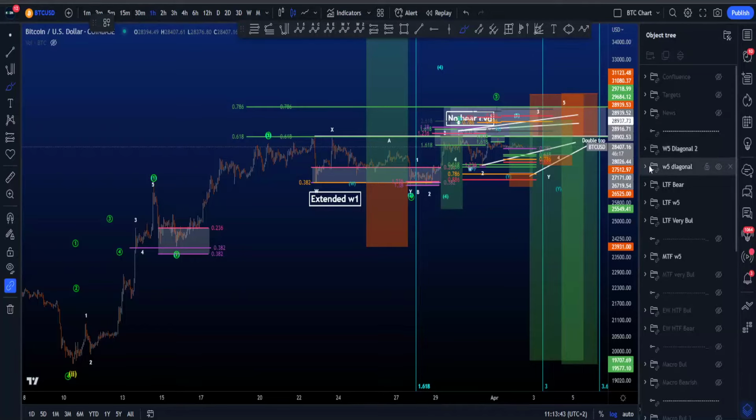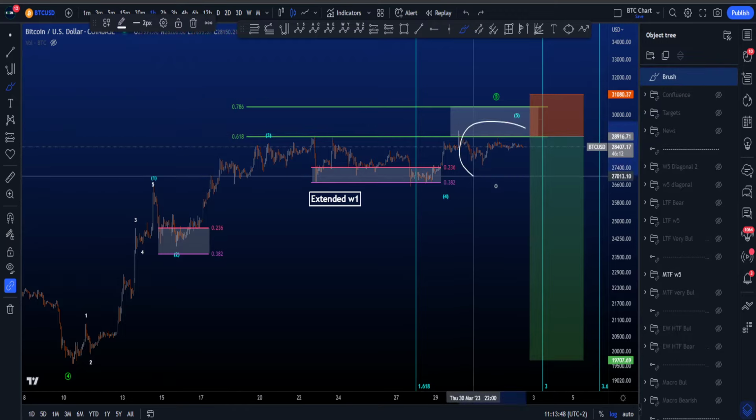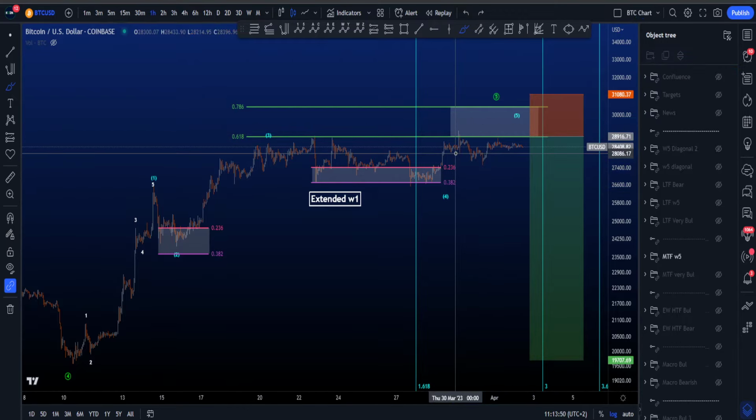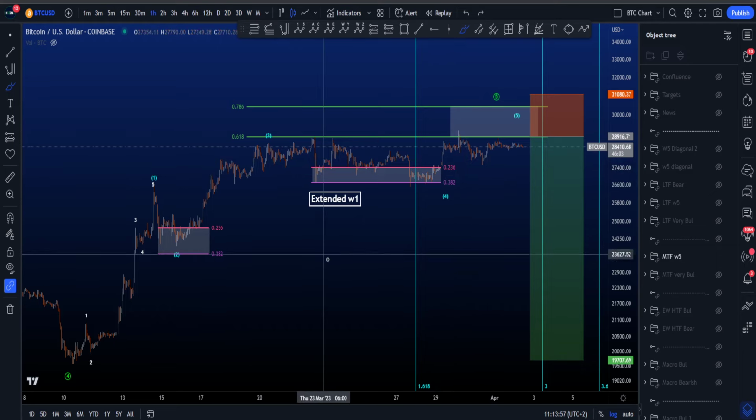Hi everyone, we're going to take a look at the lower timeframes, and sometimes they're not very clear, as is the case right now with what is happening over here. However, I will explain to you the scenarios that I have and my thoughts with them, so please let me know in the comments what you think is most likely at the moment.